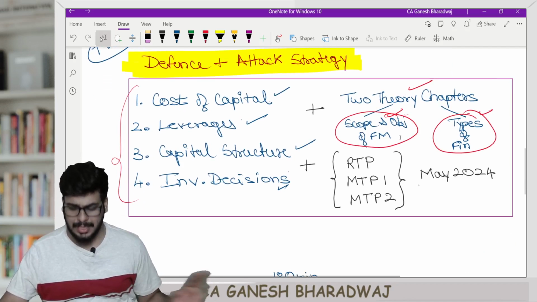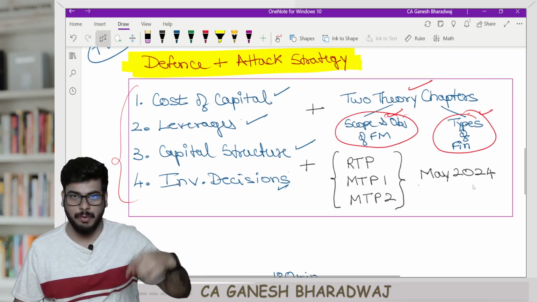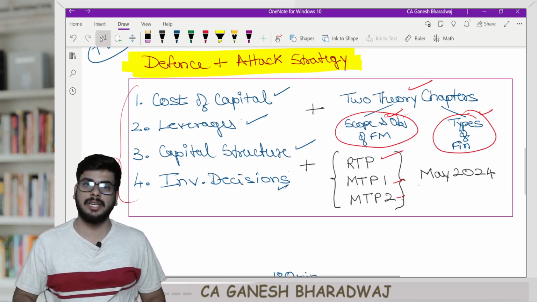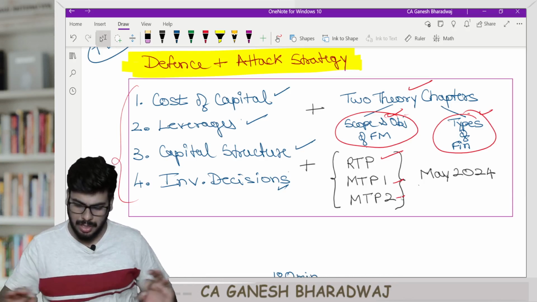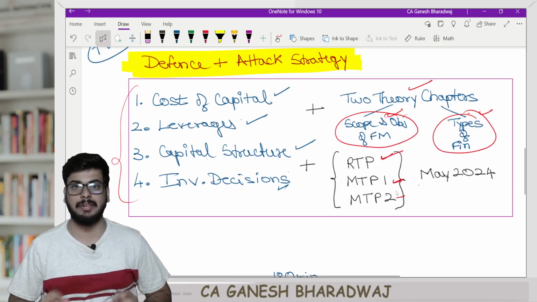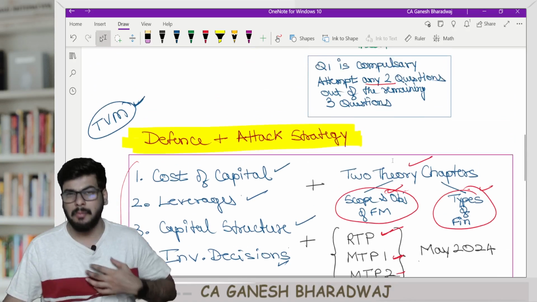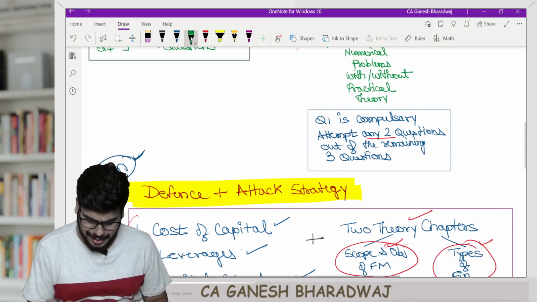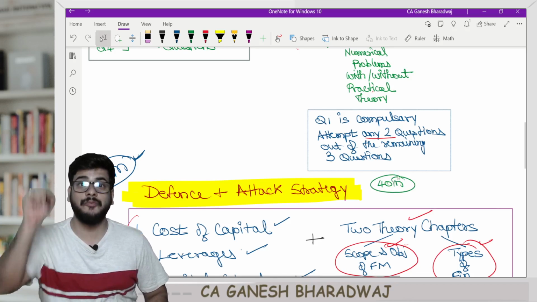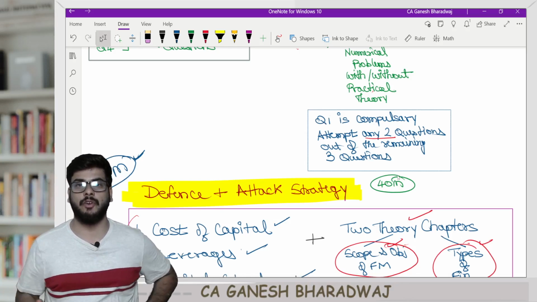And apart from this, what you need to do is definitely attempt the May 2024 attempt. Take up your RTP and both the mock test papers. These 3 you definitely do entirely, which means even cover the chapters which I have not mentioned here, if they are there in the RTP and MTP. Clear for this, guys? If you do this, in my opinion, you will be easily ready. Conservatively, you will be ready for about 40 marks of the FM component alone. You will be prepared for 40 marks.